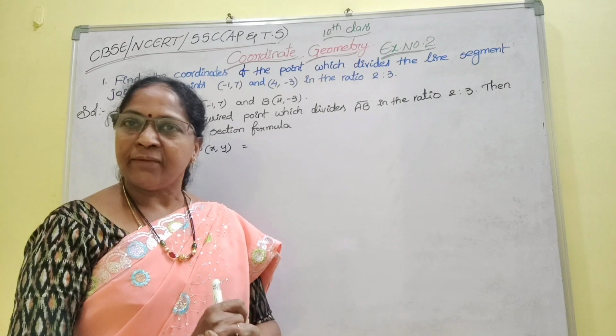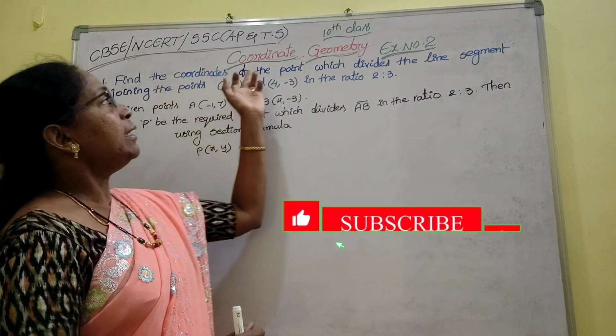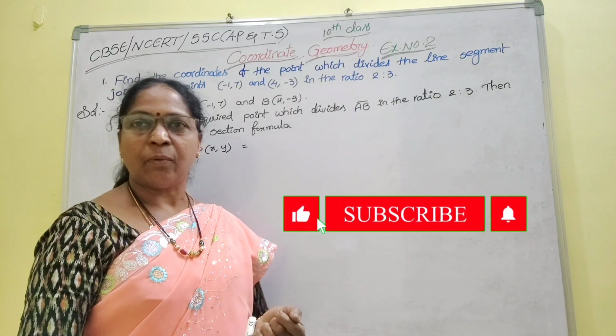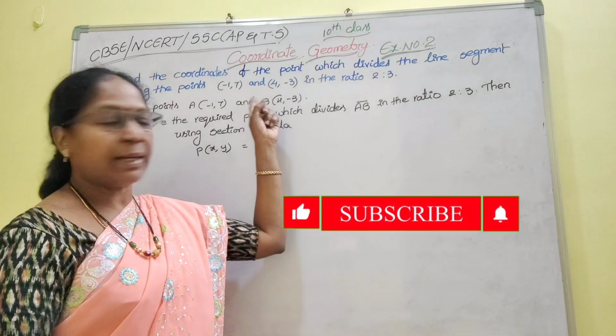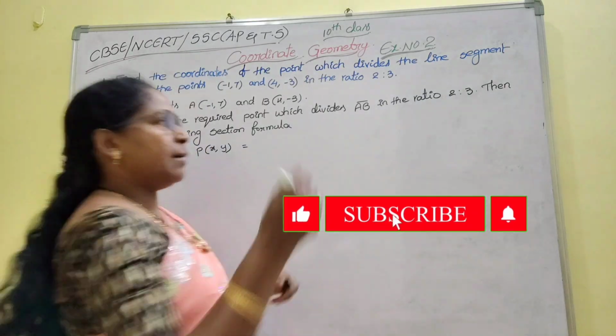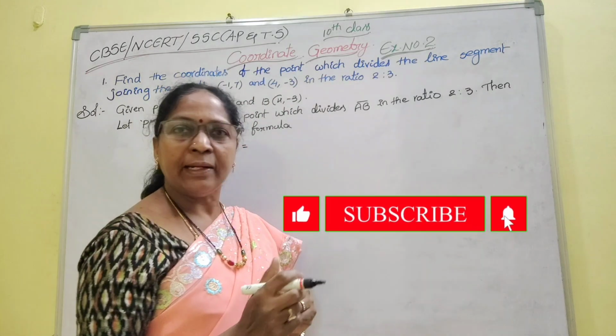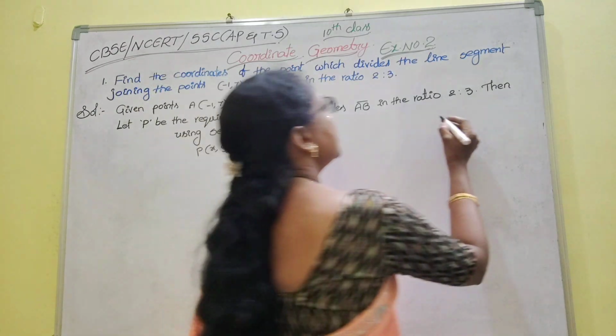So what is given? That we have to write down first, the given data. Find the coordinates of the point which divides a line segment joining the points (-1, 7) and (4, -3) in the ratio 2:3. That means here you have to find one point's coordinates. What is that point? That point divides a line segment.